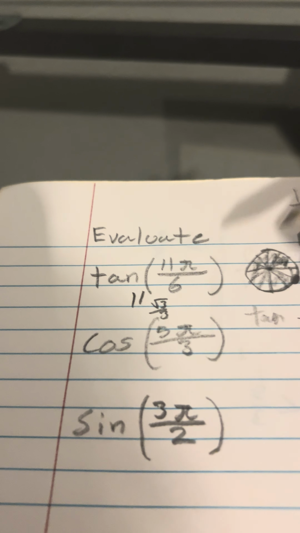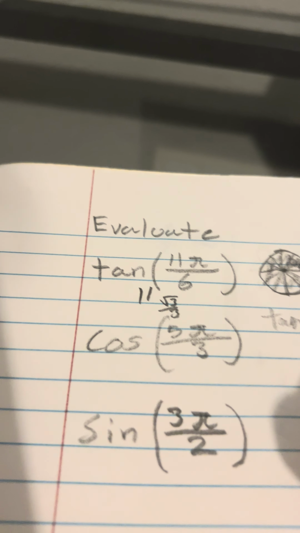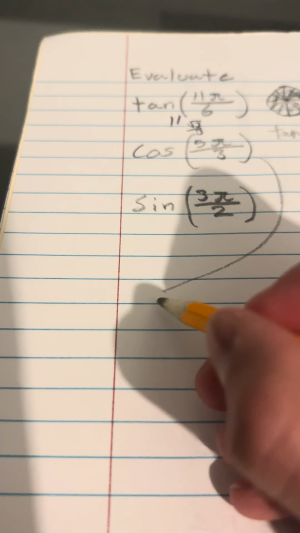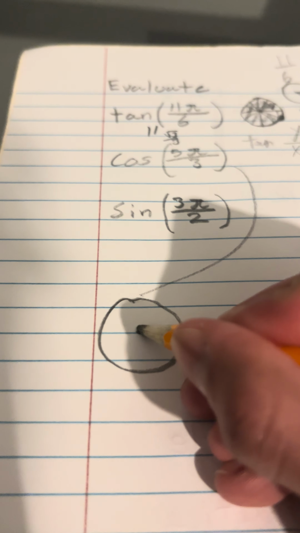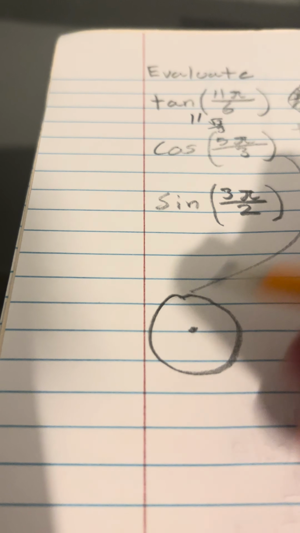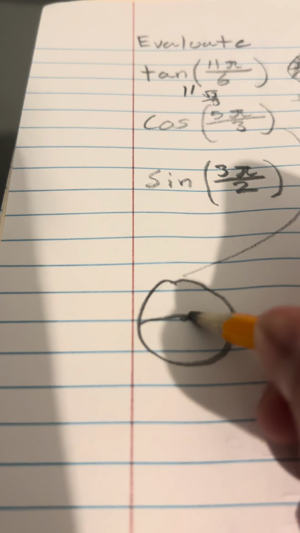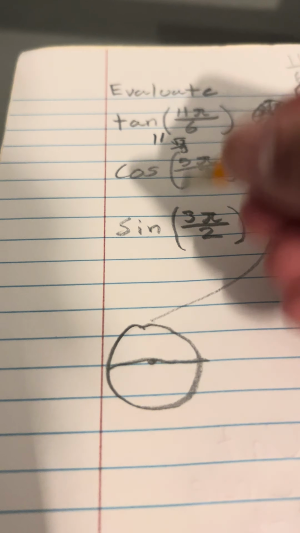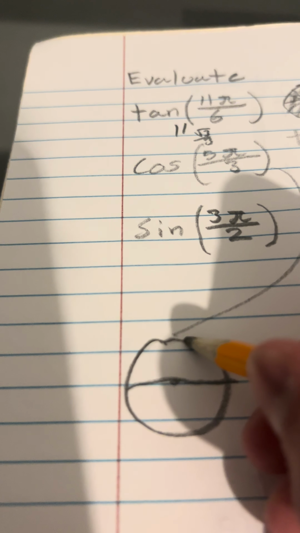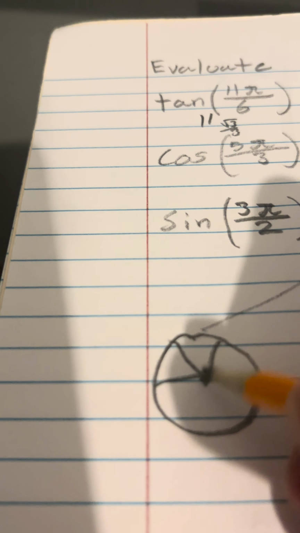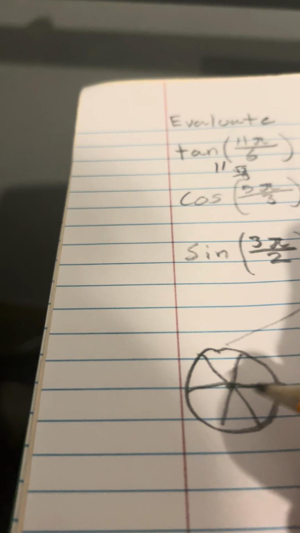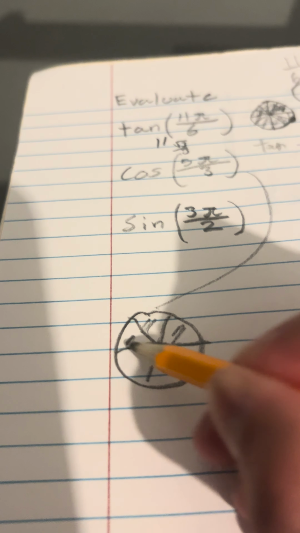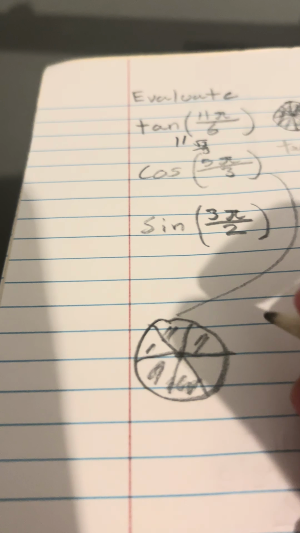Now, next one, cosine. Cosine of 5 pi over 3. So we're going to draw our circle again. I'm going to go down here. Draw a circle. Draw the origin, and now we get to split up the circle again. So we're going to draw the halfway mark, and we're going to split this into thirds because of the denominator. Top half into thirds, bottom half into thirds. Now, 5 thirds. We're going to shade in 1, 2, 3, 4, 5.